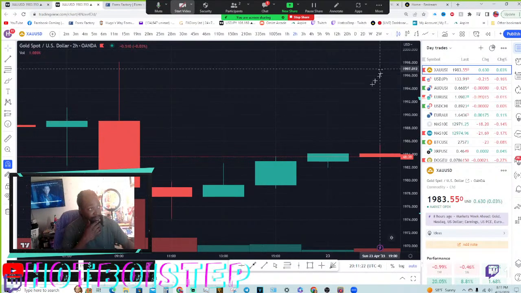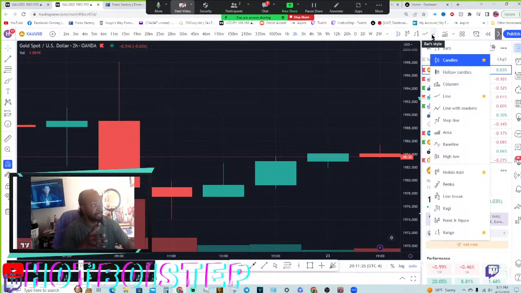But there are many ways to look at these charts. They got all these different types of ways to look at charts. But the easiest way for mostly everybody is candles, because it's pretty much self-explanatory. It started off at the bottom and ended at the top for green, and it started at the top and ended at the bottom for red.